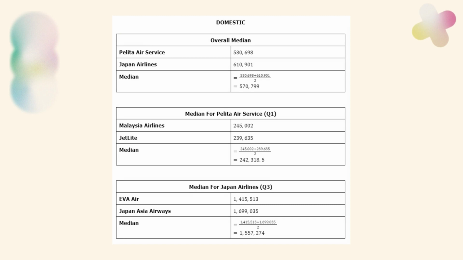Now, in order to find the box plot, firstly we need to find Q1, the median, and Q3. After rearranging the data in ascending order, I then find the overall median for domestic flights as well as international flights. Since there are 24 observations, I total up the two numbers in the middle and divide by 2, which gives me my median, 570,799 domestic passengers. For Q1, I took the first half of the observations and did the same calculation. The same goes for Q3, where I took the second half of the observations.